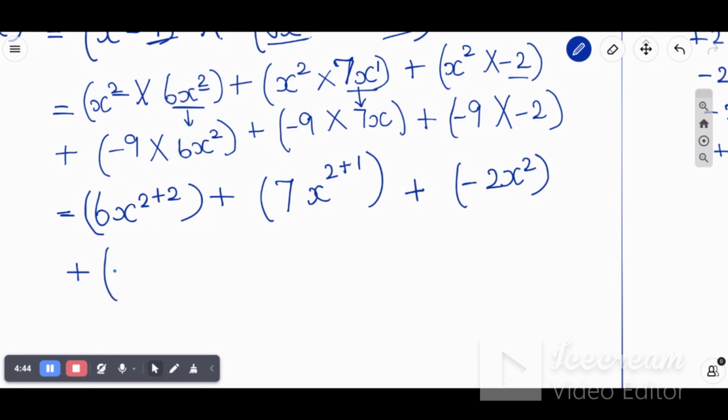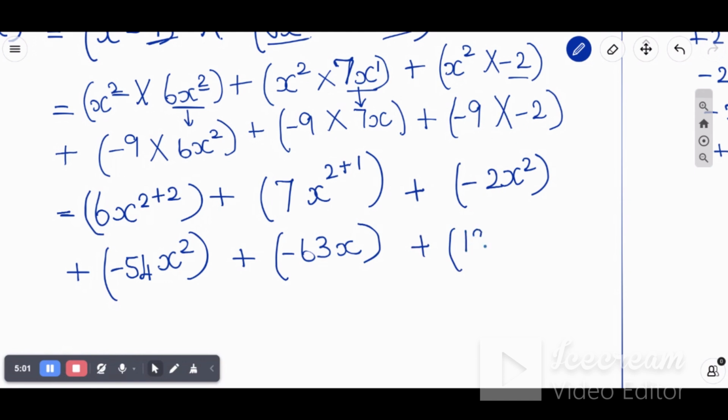6 nines are, what is 6 nines are 54 x square. Okay. And then plus 7 nines are 63. Put the minus symbol as such. We'll take it later outside. And then plus 9 twos are, see, minus into minus.